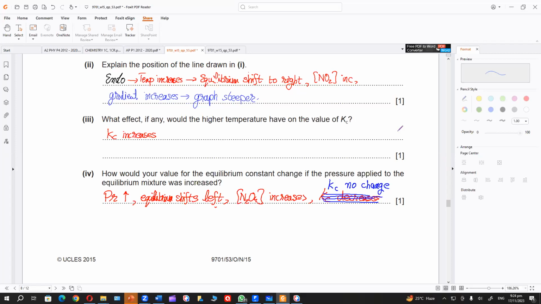How would your value for the equilibrium constant change if the pressure applied to the equilibrium mixture was increased? The reaction involves gases. When a reaction involves gases, equilibrium follows a rule of number of moles. Do you remember that? So how do we translate that? The pressure is increasing, so it will move to the side with the fewer number of moles.